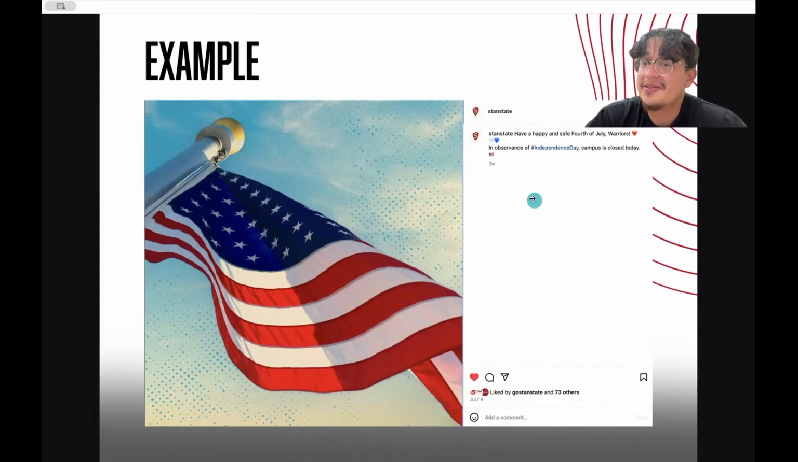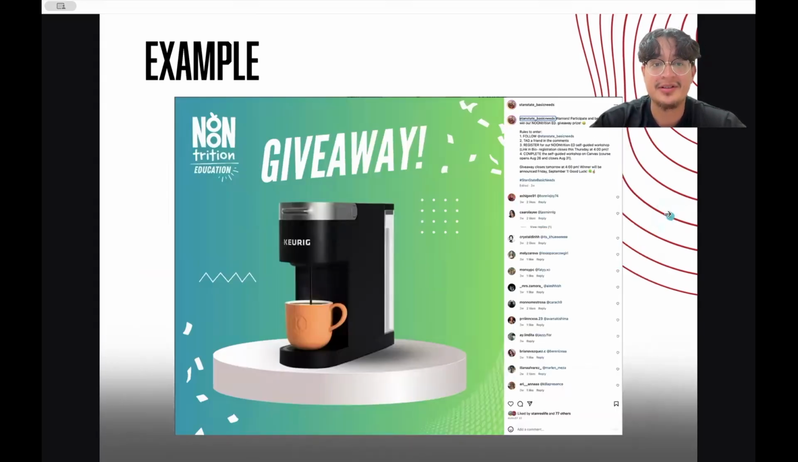Have a happy and safe 4th of July, warriors. We can see that they utilize the caption resources, which allowed them to have a pretty clear and visual photo without the use of text. Moving forward, we have another example.